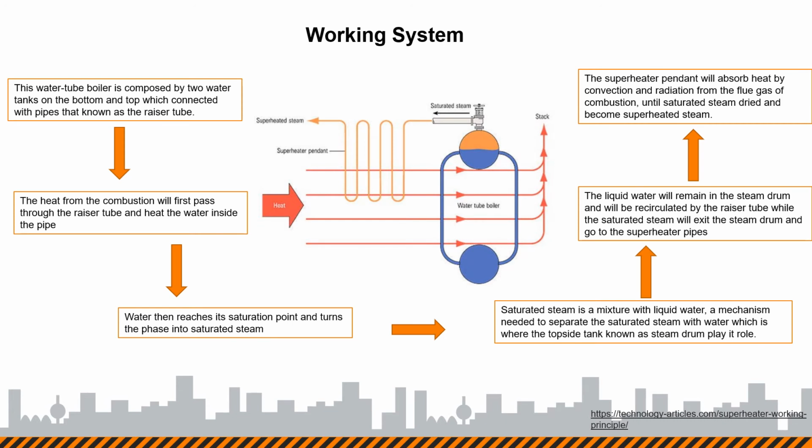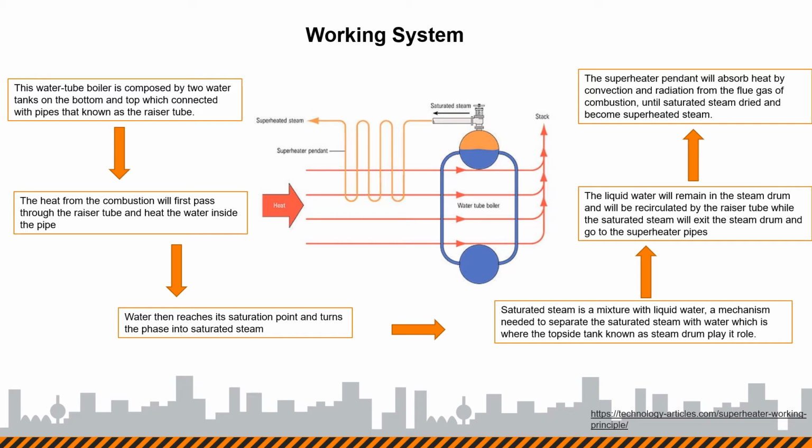The working system of the superheater. The figure in this slide is a water tube boiler which is composed of two water tanks, on the bottom and top, connected with pipes known as the riser tube. The heat from the combustion will first pass through the riser tube and hit the water inside the pipe. The water then reaches its saturation point and changes phase into saturated steam.